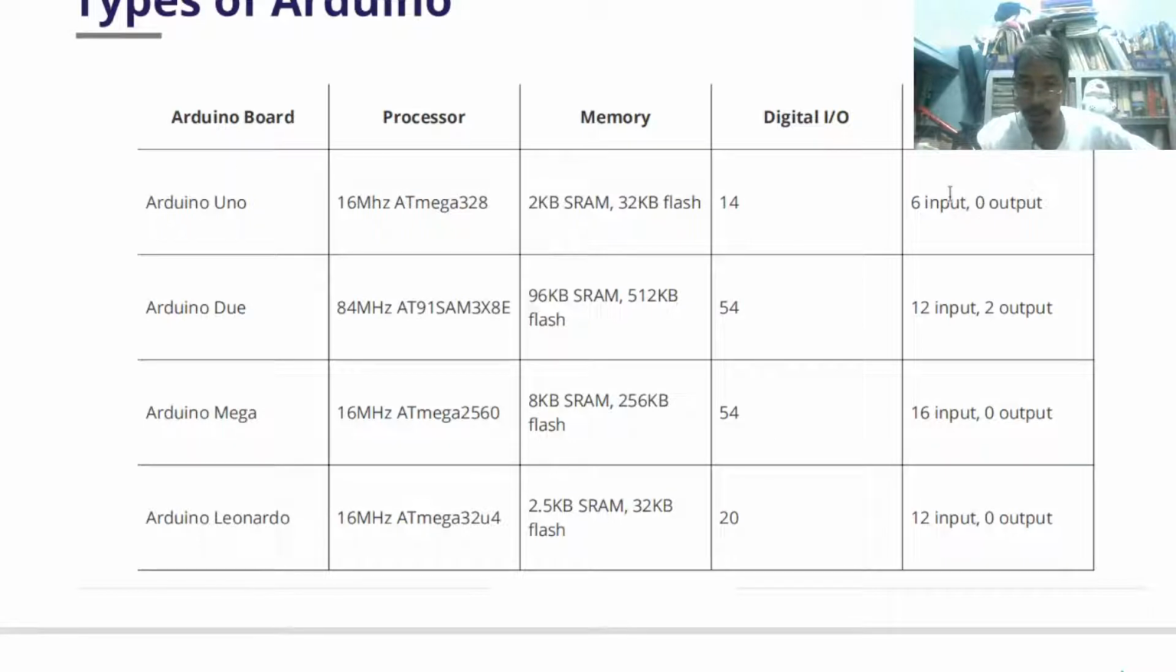Also in analog I/O, Uno has only 6 inputs, 0 outputs. Analog I/O 12 inputs, 2 outputs for one board. How about for Arduino Mega, 16 inputs, 0 outputs, and then Arduino Leonardo, 12. So this is the basic form, Arduino Uno. Very limited amount of I/O.